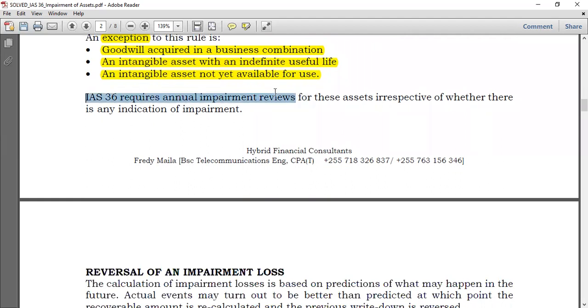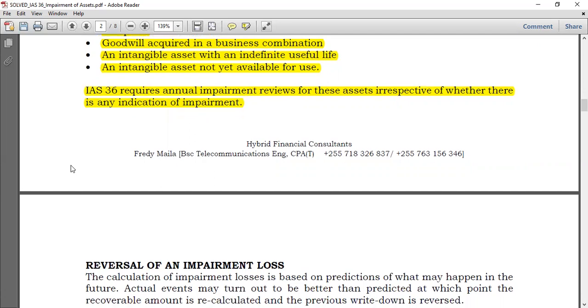IAS 36 requires, now be careful here, IAS 36 requires annual impairment reviews. I just use the term reviews at the end of which reporting period, which is usually 12 months. That's why they say it requires annual impairment reviews for these assets, irrespective of whether there is any indication of impairment. So as I told you, for these special assets, goodwill in a business combination and intangible assets with indefinite useful life or not yet available for use, you don't need to check whether there is an indicator of impairment or not. You have to perform the impairment review every year, at least at the end of every year.